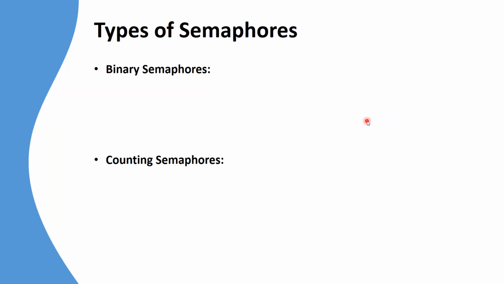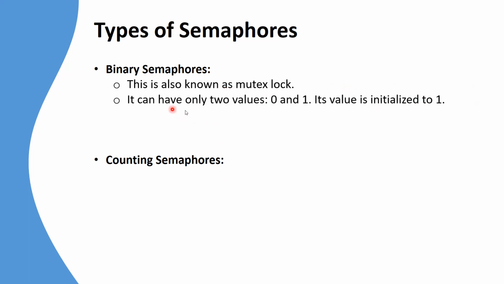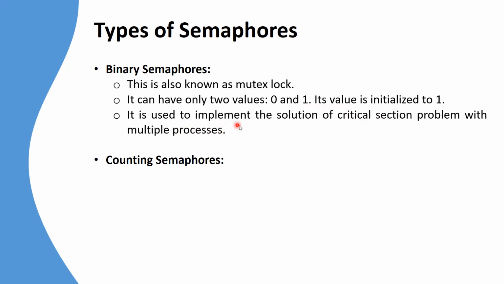Now let's look at the types of semaphore. There are two types of semaphore. One is binary semaphore and one is counting semaphore. So what is binary semaphore? A binary semaphore is also known as mutex lock. It can have only two values, that is 0 and 1. As in the previous example, we have seen the two values can be 0 and 1, and it is initialized to 1. It is used to implement the solution of the critical section problem with multiple processes.